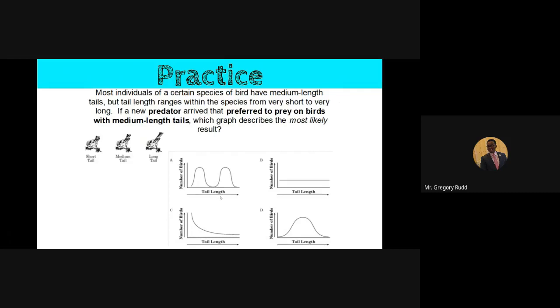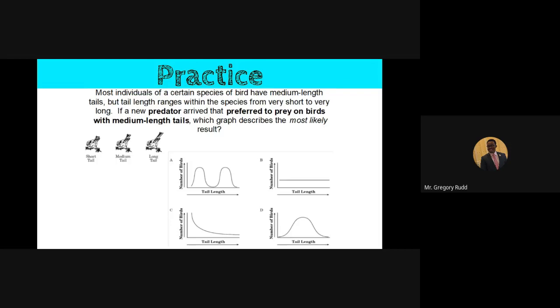So we've got tail length on the x-axis, number of birds on the y-axis. As we move along the x-axis to the right, the tails are getting longer. So long tails over here, medium tails in the middle, and short tails close to the y-axis. Number of birds is on the y-axis, so as we go up, we have more birds. So which graph do we think would describe this result? Which graph would describe that result?